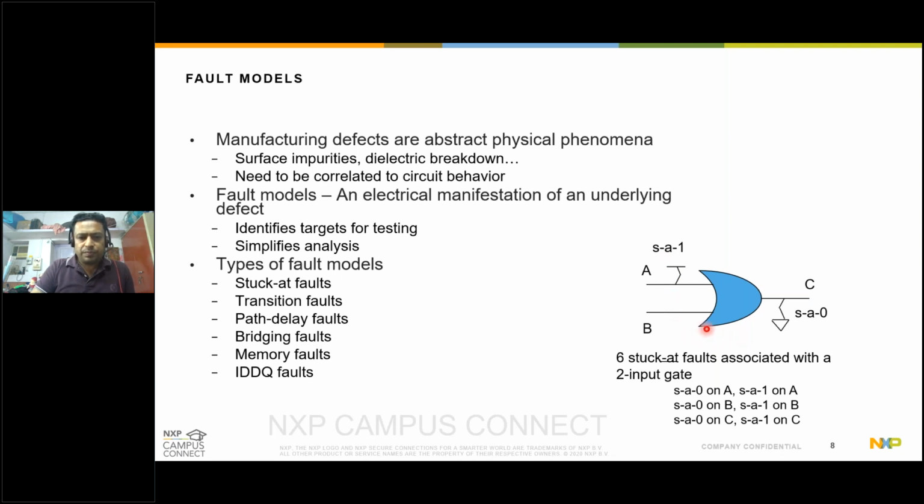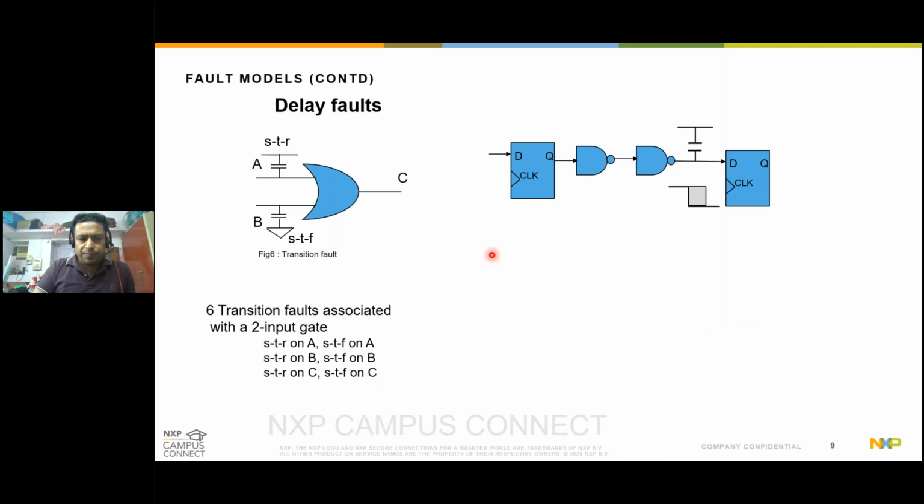Similarly, I have other fault models which help me to model different defects in my underlying circuitry. And these are transition faults, path delay faults, bridging faults, memory faults, and IDDQ faults. Let's try to further look into some more fault models.